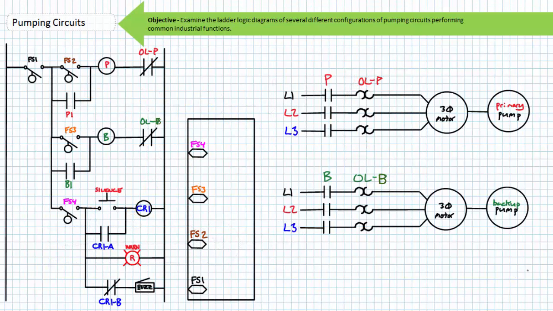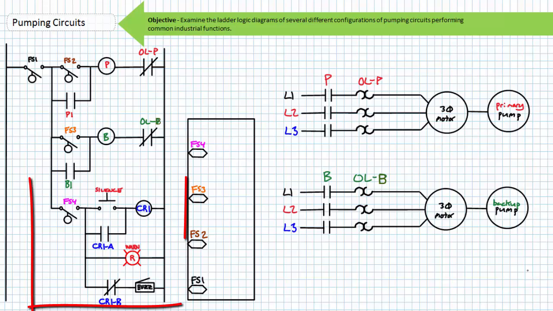Let's step it up yet another notch and examine the ladder logic diagram controlling a dual pumping system, utilizing 4 float switches at different levels inside a sump. The intention of this circuit is to evacuate a sump using 2 pumps. However, only engage the backup pump in the event of an emergency.